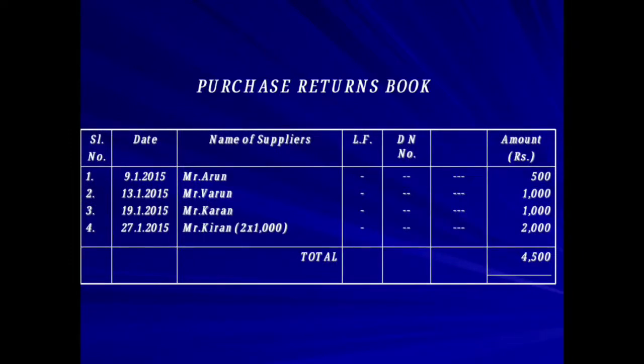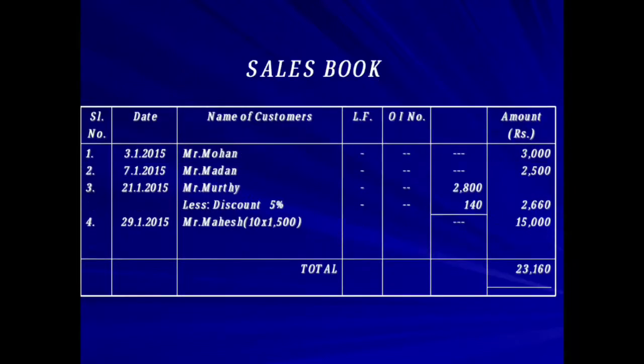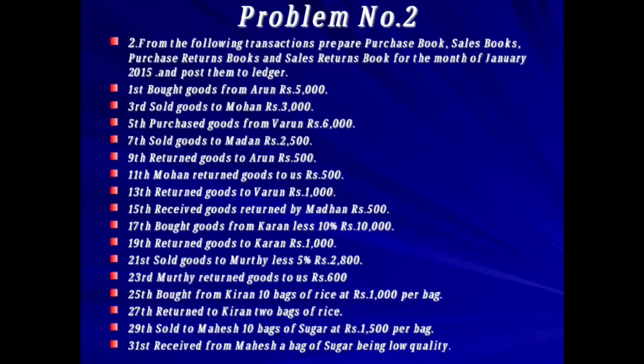See, this is your purchase return book. Serial number, date, name of the supplier means to whom we are returning the goods. Then ledger folio. What is DN number? Debit note number. Then inner column amount. Then amount outer column. So okay, first entry we have here it is 9/1/2015. Mr. Arun, right? To whom we have returned the goods. It is rupees 500. Then we will see the next entry.